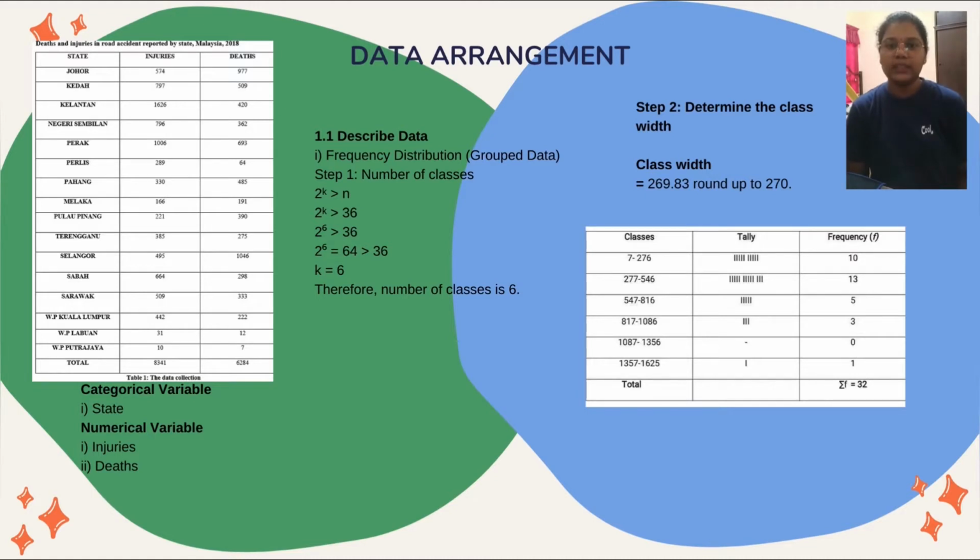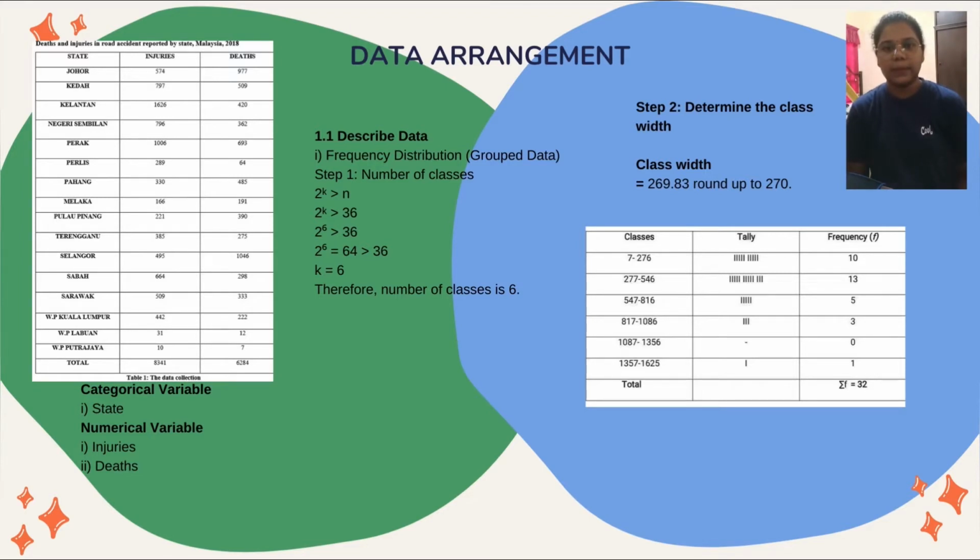The formula to find class width is maximum entry minus minimum entry divided by the number of classes. The maximum entry in the data is 626. The minimum entry is 7, divided by the number of classes, which is 6. Then I get 269.83, rounded up to 270. Therefore, the class width is 270.